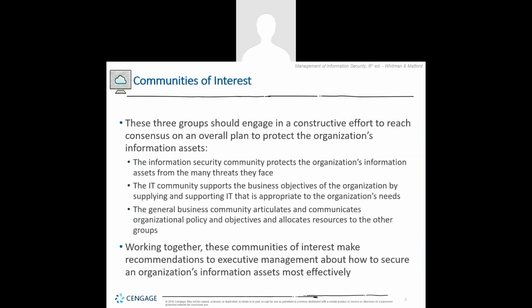So when we look at the realm of information security, we think of three communities that collaborate to protect an organization's information assets. You have your information security community. They focus on safeguarding assets against threats. The IT community supports the organization by maintaining relevant IT infrastructure. And also you have the general business community. What this community does is establish the policies, allocate the resources, and ensure the alignment with the security goals. Together, these three groups provide the strategic recommendations to the executive management on how to secure information assets for the organization.